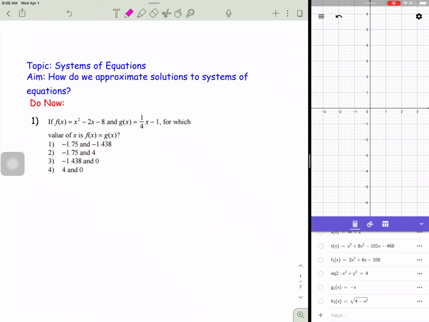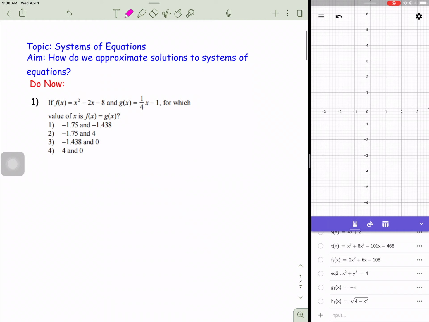Hey guys, so we're going to move on to going kind of back to graphing, I guess, because it's a lesson on approximating solutions. So that means that generally a graph is going to be enough. We're not going to have to do it algebraically, which I'm sure you guys will be happy about. So let's just go through some of these problems.